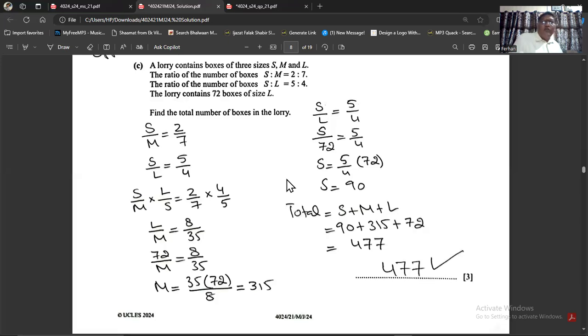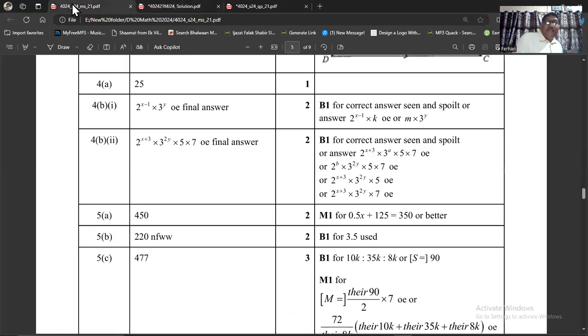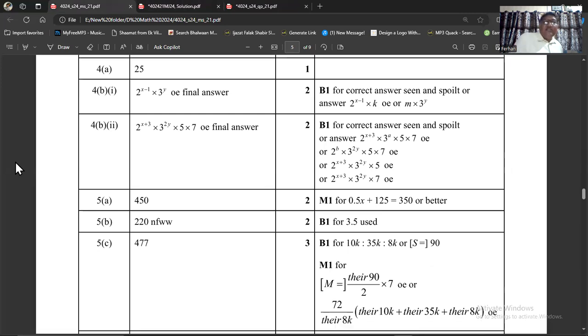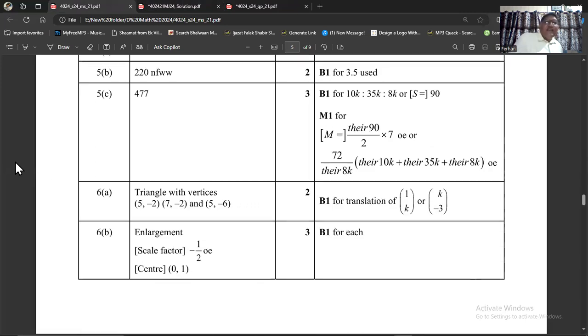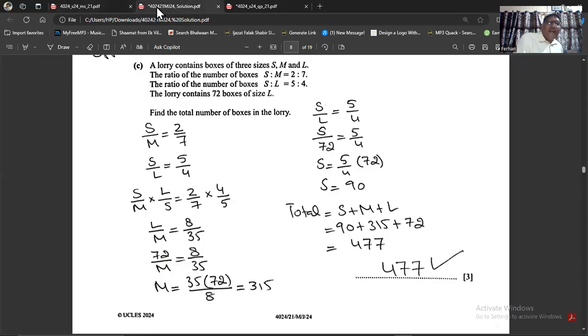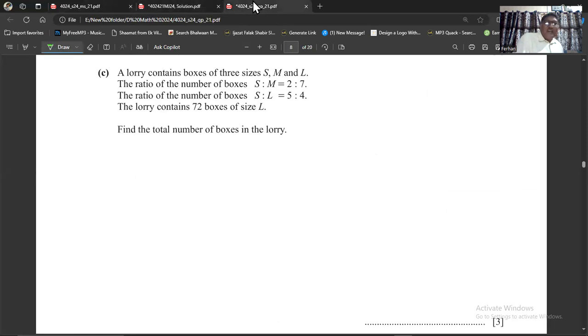Now I know the value of the small boxes, how many are the large boxes, how many are the medium sized boxes. So I will just add them up. Total will be equal to s plus m plus l. It will be 90 plus 315 plus 72, and that will be 477. 477 is the right answer, sir. I hope you understand how this a little bit tricky question is done.